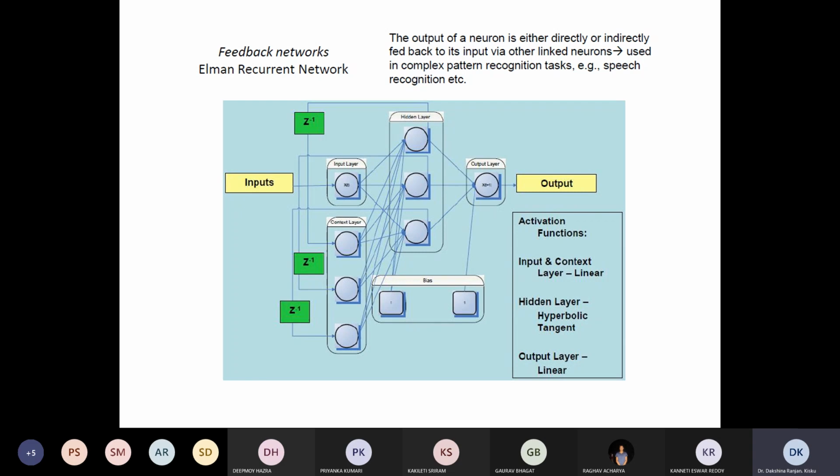This is used in complex pattern recognition tasks like speech recognition. So these feedback neural networks can be used for pattern recognition tasks. Especially if I consider speech recognition, then the speech recognition problem can be implemented with these feedback neural networks.